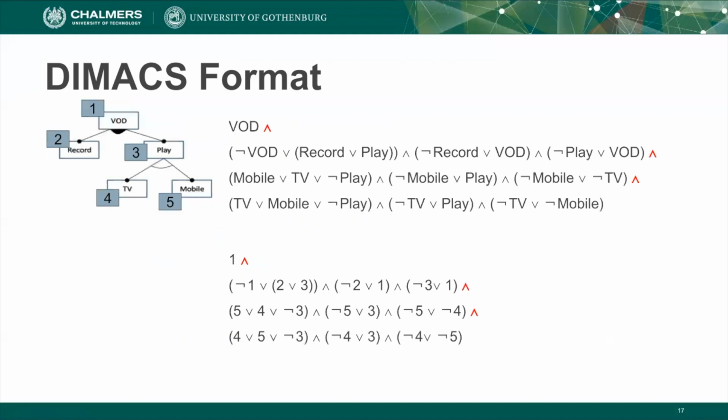Okay. Now we substitute feature names with their integer IDs in this CNF expression that we ended up getting. All right, so VOD becomes 1, record becomes 2, play becomes 3, TV becomes 4, mobile becomes 5. So we just get the formula looking like this. It's a slightly more compact expression.